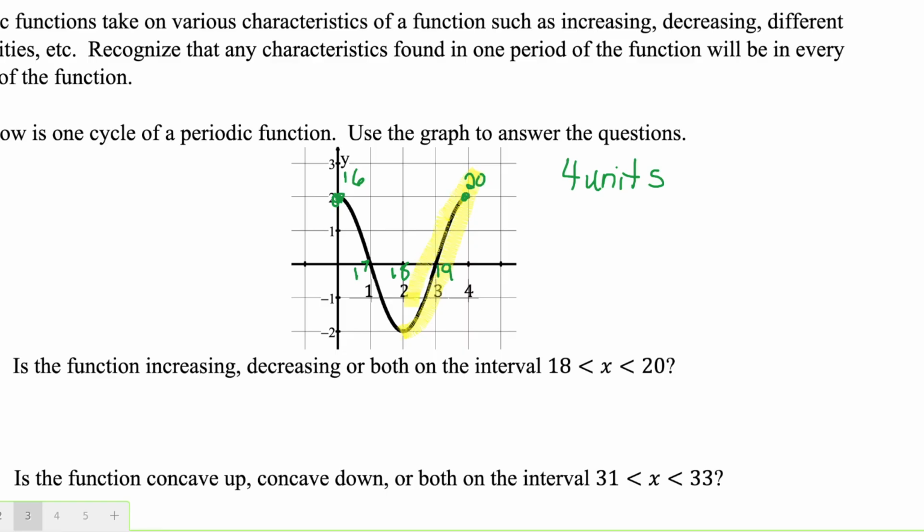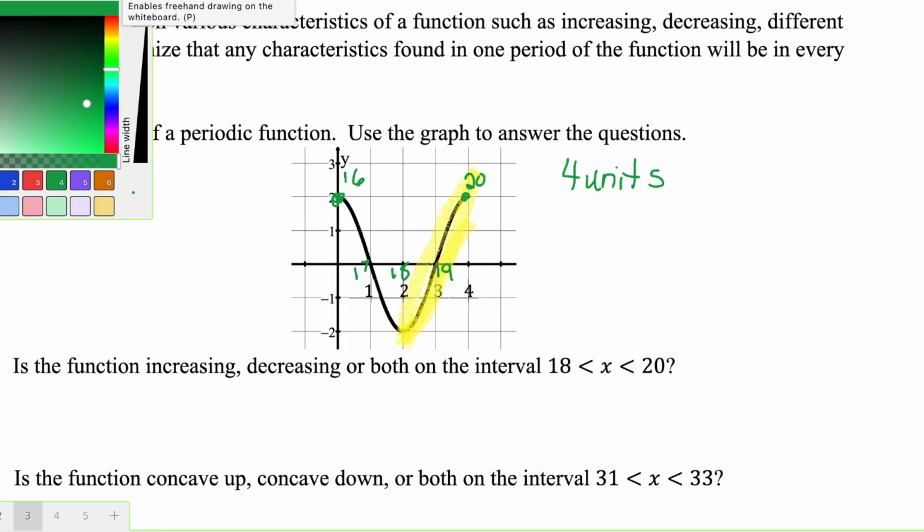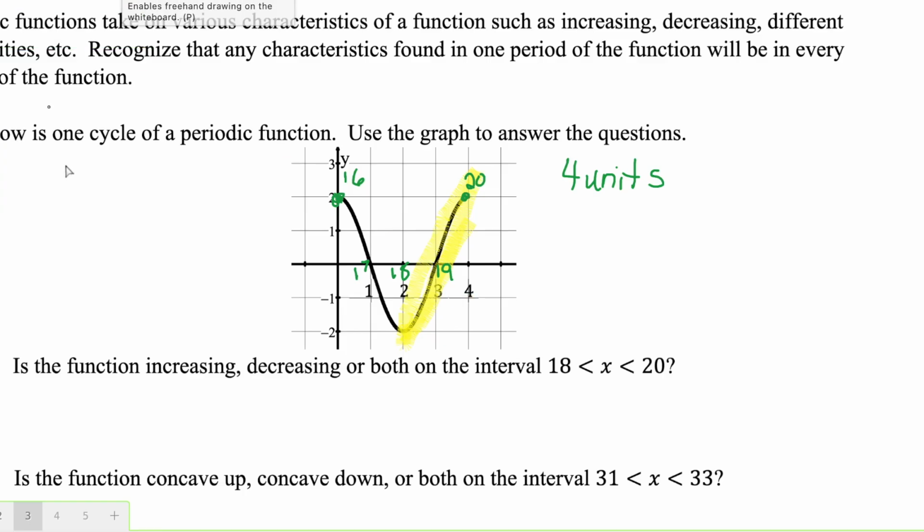This part of the graph. What is happening from there to there? If you said it right, yes, it is increasing. So the function is increasing. Okay, and that's it. Okay, go ahead and try B.